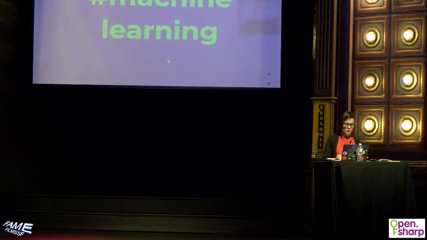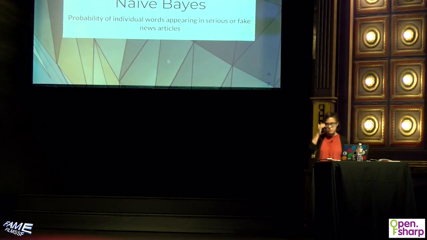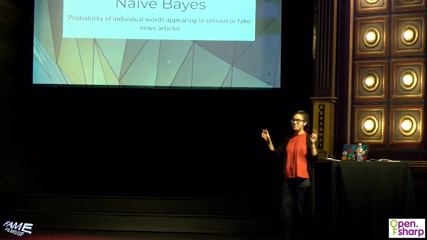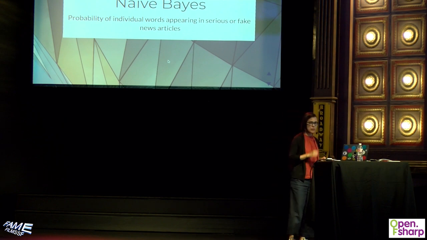So what can we do with it? We can even use a very simple algorithm like a naive Bayes algorithm, which will look at the probability of individual words appearing in any type of article. And then we can compare for any type of article if it falls more into a fake news category or into a more serious category.